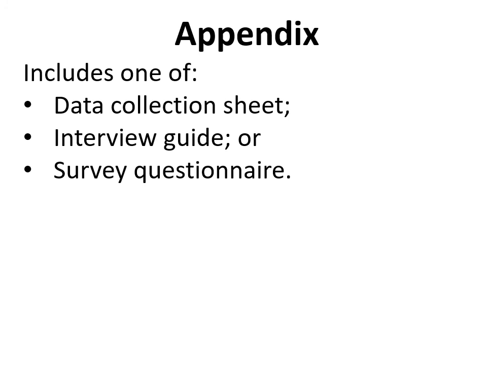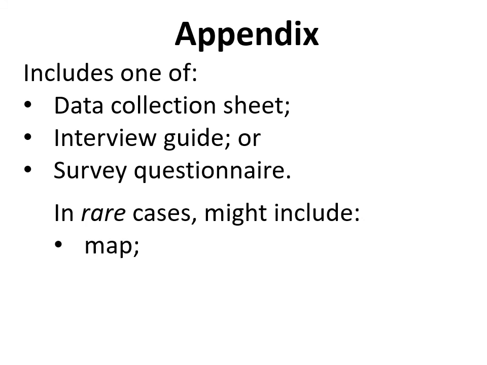We've already covered interview guides and survey questionnaires. So in rare cases, you might also include a map to say, oh, well, this is where I think the transects would be, but honestly, you don't need a map for this. If you want to include one, that's totally awesome. That's fine. Just make sure that you give it a title and you actually refer to it in the body of your proposal. And you'll want to refer to your data collection sheet, interview guide, or survey questionnaire in the body of your proposal as well, so that the reader actually knows that it exists.